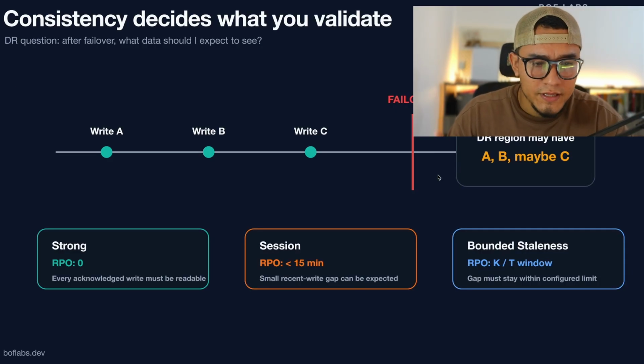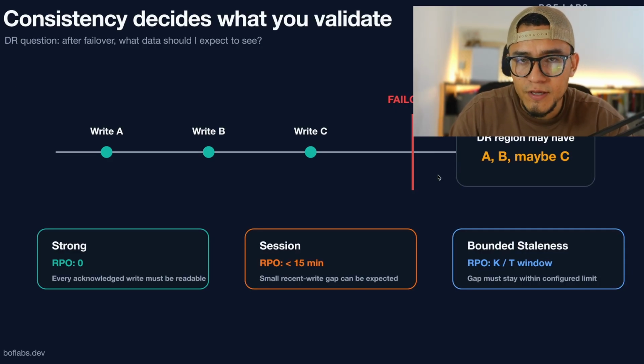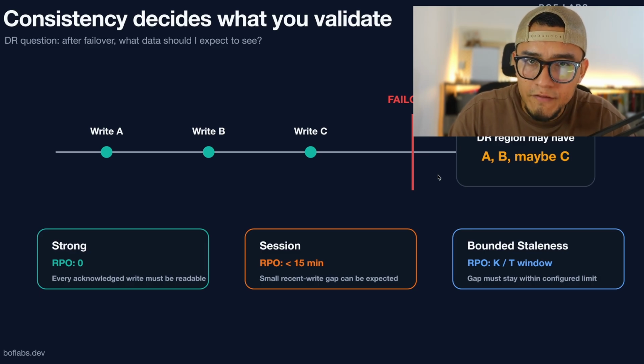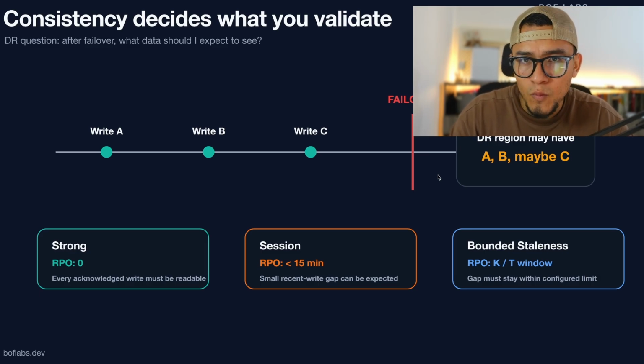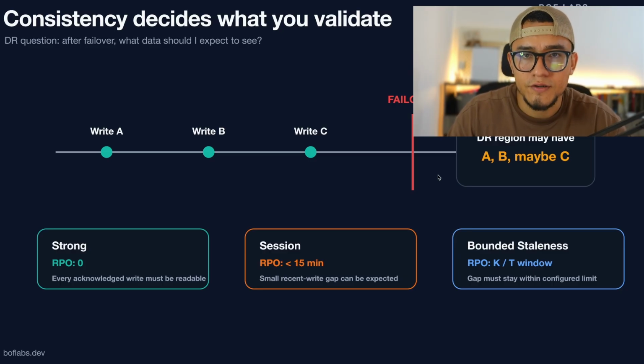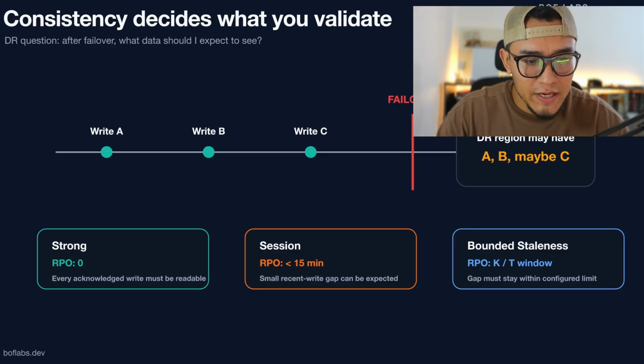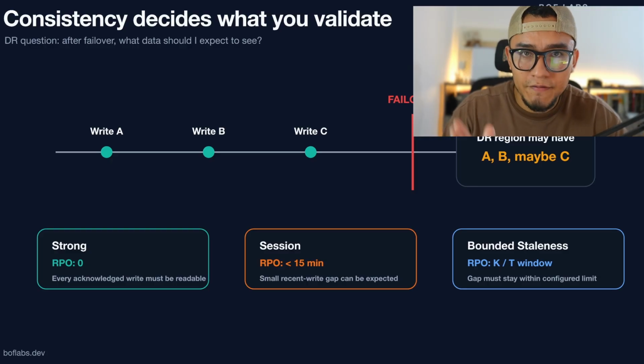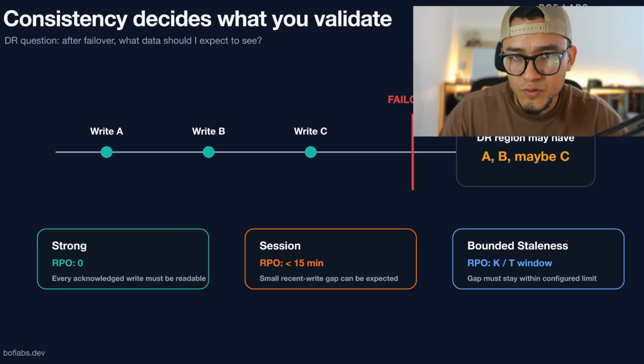Before you run the DR drill, you need to know what consistency level your Cosmos DB account is, because it will affect directly what you will find once you do the failover to the DR region and whether data loss is acceptable or not. Cosmos DB has 5 consistency levels. From the strongest to the weakest, we have strong, bounded staleness, session, consistent prefix, and eventual. Session is the default and the most widely used.